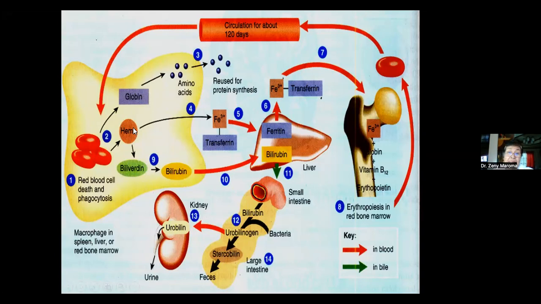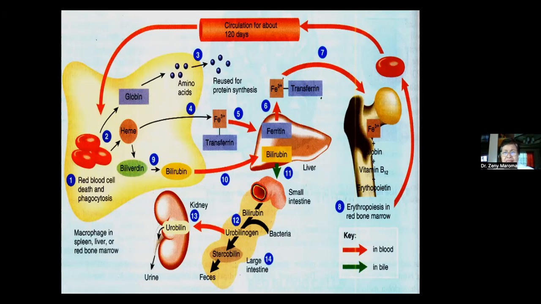Hemoglobin will dissociate into heme portion and globin molecule. So globin molecule is recycled, reused for future protein synthesis. While the heme portion frees the iron and porphyrin molecule, which will become biliverdin. The heme portion releases the iron and it is stored in the liver in the form of ferritin.